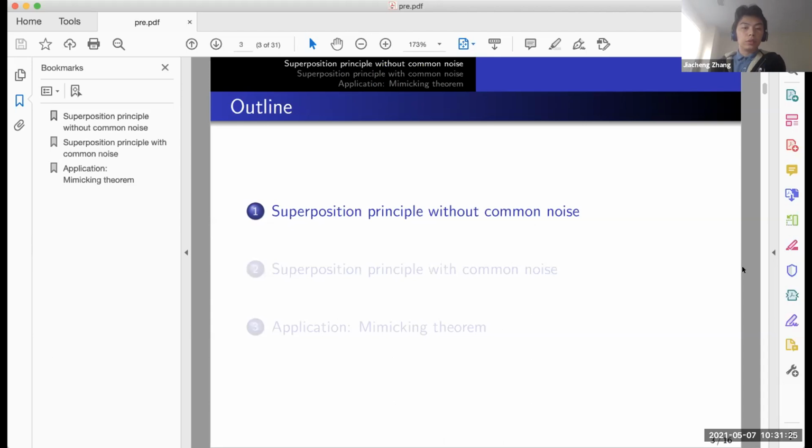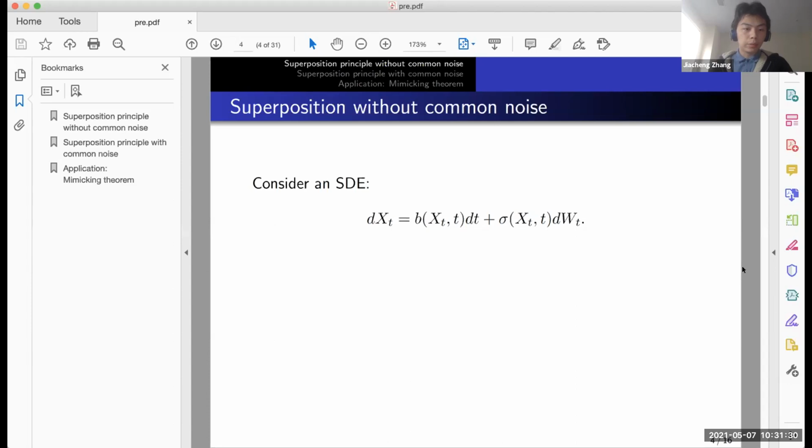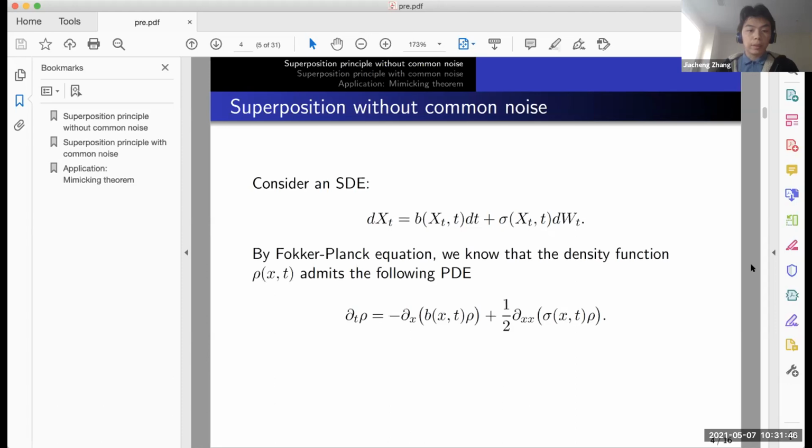Okay, so for the first part, the superposition principle without the common noise. The starting point is, let's consider a very standard SDE, where X_t is a process satisfying dX_t equal to some drift b(X_t, t) dt and some diffusion process sigma(X_t, t). And a very well-known result is by the Fokker-Planck equation, we know that the density function of this X_t, which is rho_t, should admit the following PDE. So this is a parabolic PDE, and this can be easily obtained by Ito's formula.